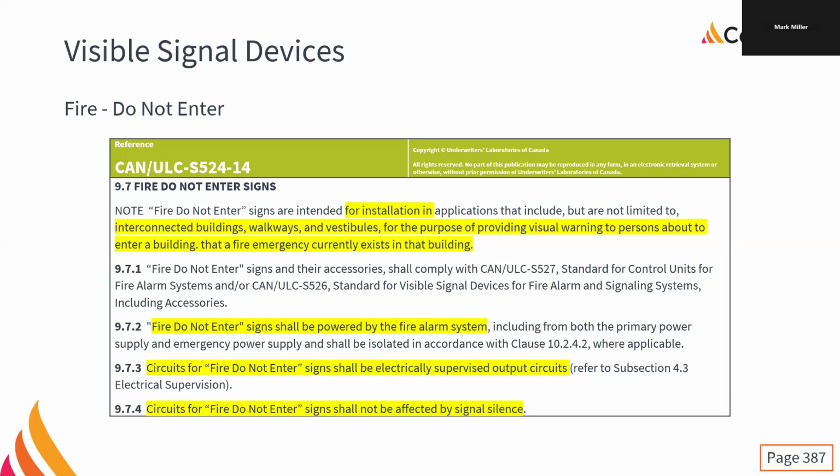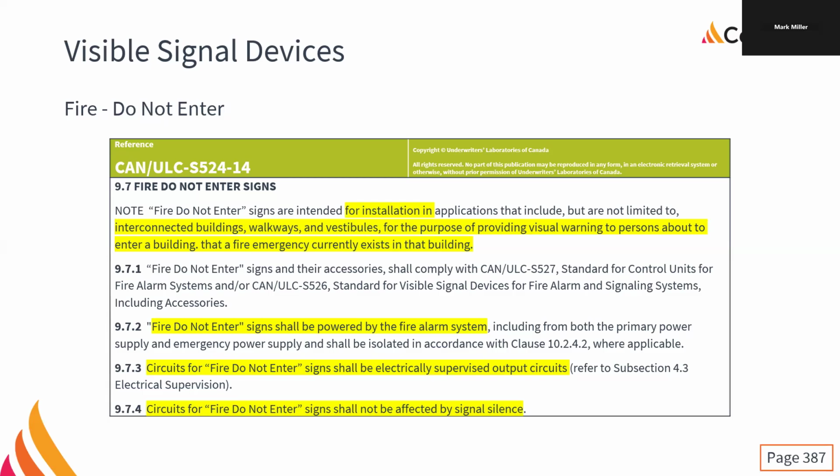Our fire do not enter signs are connected to the fire alarm system. They have to be on electrically supervised circuits. We used to put them on just any old power and control them through the fire alarm panel. We're not allowed to do that anymore. They have to be on fire alarm notification appliance circuits because they are part of the fire alarm system now.